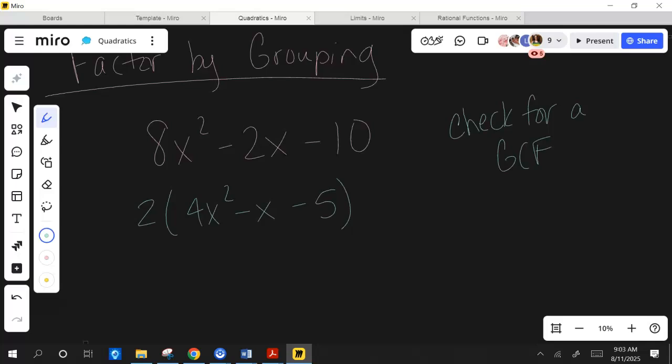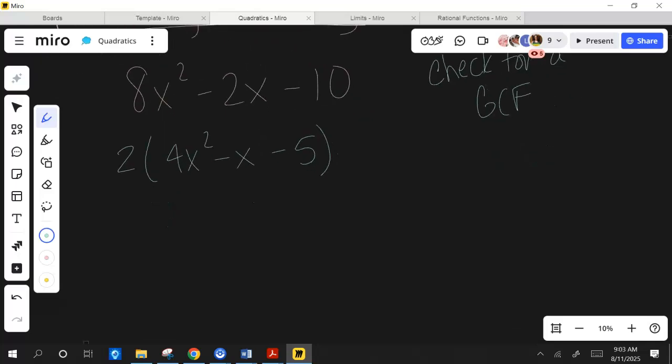Okay. Now here's what we're going to do. We've got this. I'm going to ignore this 2. It's just going to follow my problem down, but I'm going to act like it's not there while I'm factoring, okay? If you didn't have a GCF, you just have a regular little quadratic here. And here's the fun part. Take the first and the last number or term and multiply them together. So 4x squared times negative 5. What do you get? What's 4x squared times negative 5?